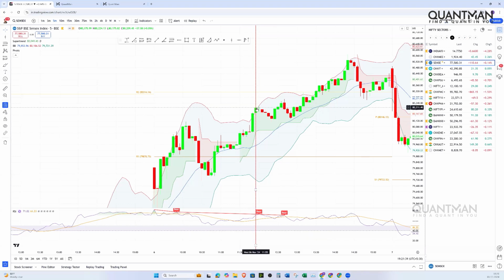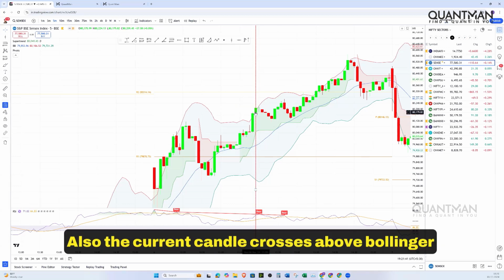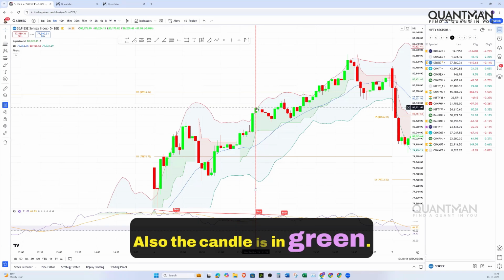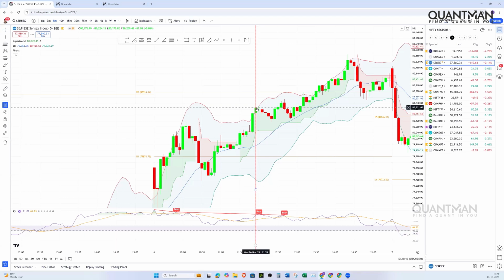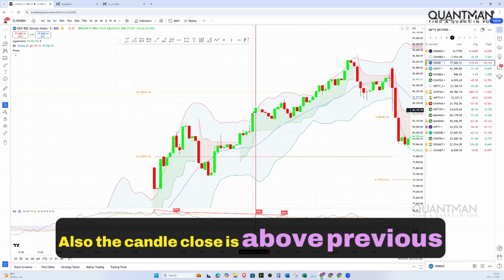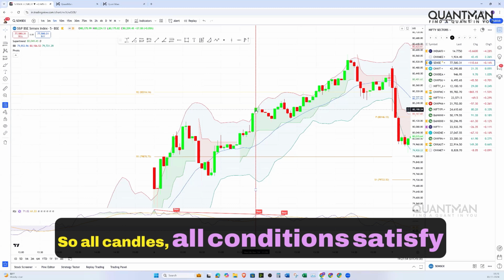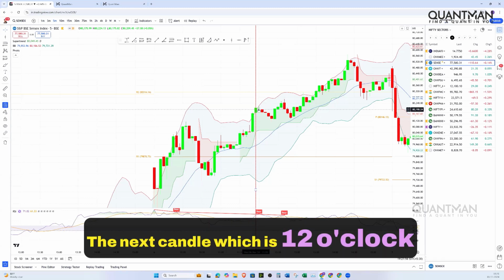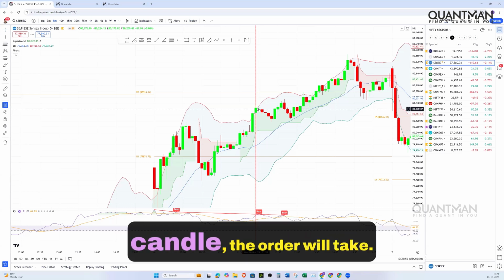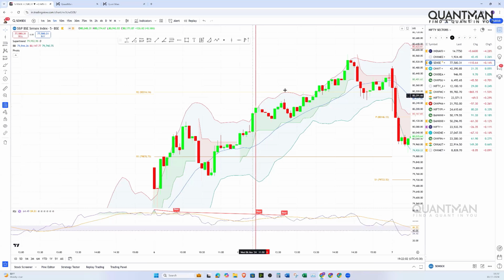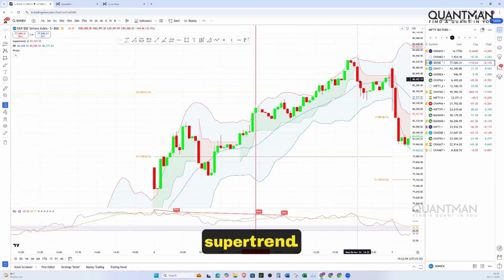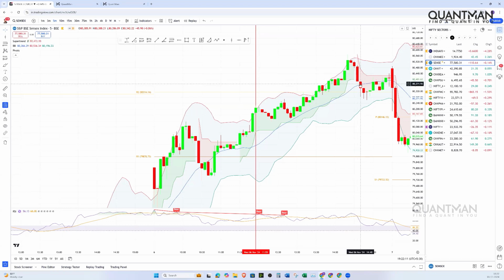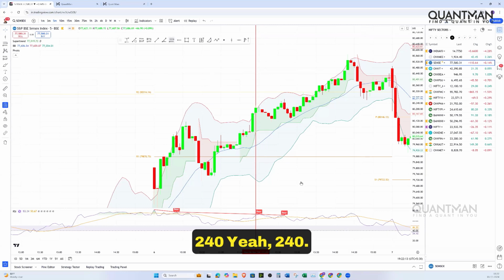This candle close. Okay. Also, the current candle crosses above Bollinger upper band. Also, the super trend is in green, which means the current candle close is above super trend. Also, the candle close is above previous high. So, all conditions are satisfied here. The next candle, which is the 12 o'clock candle, the order will be taken. After that, this is the candle where the strategy will exit because the current candle close crosses below super trend. 240. Yeah, 240.